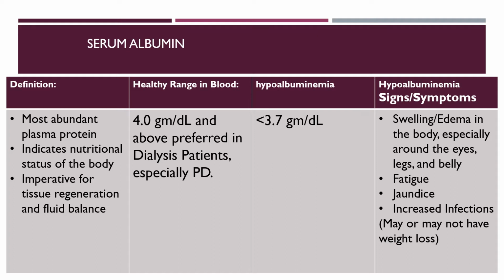Your patient may also display signs of fatigue, jaundice, and be at an increased risk of infections and poor wound healing when they have low albumin. Although weight loss is associated with malnourishment, your PD patient may or may not have weight loss. Do not use BMI as an indicator of nutrition.